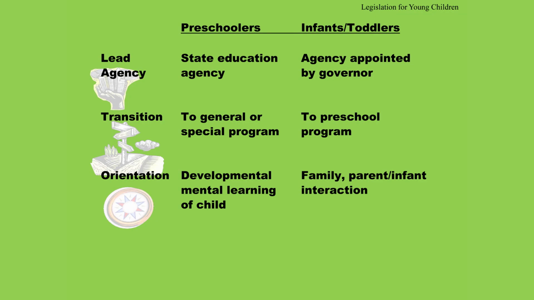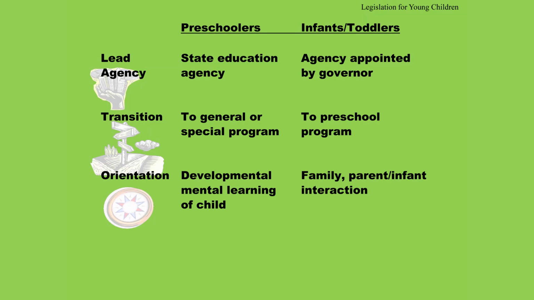Now, the orientation, again, in preschoolers, we're looking at the development and mental learning of a child. So the focus is on the child, okay? In infants and toddlers, the focus is on families, parent and child interaction. We're kind of looking at it as a system together. We'll talk more about that system later on too.